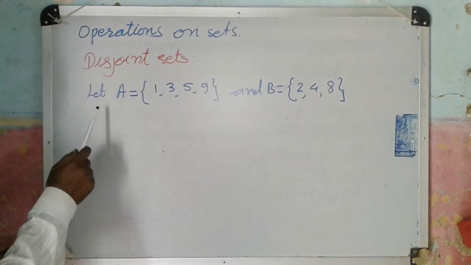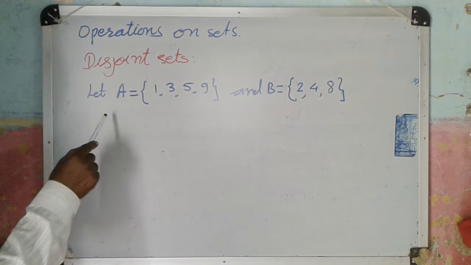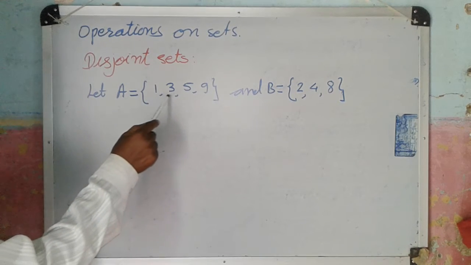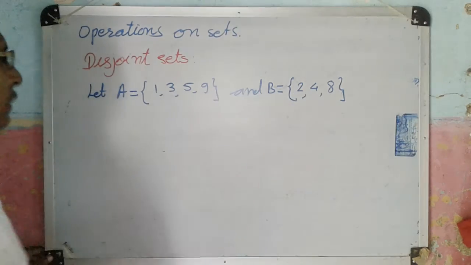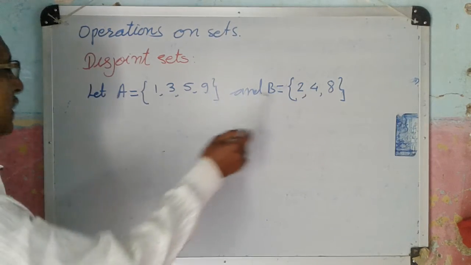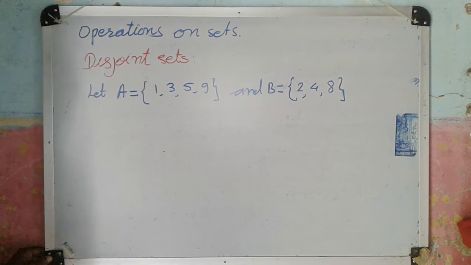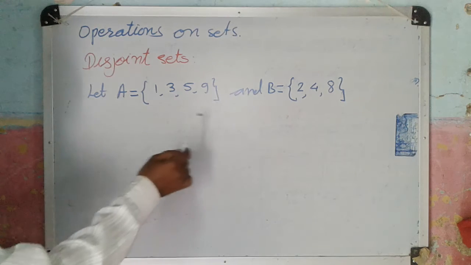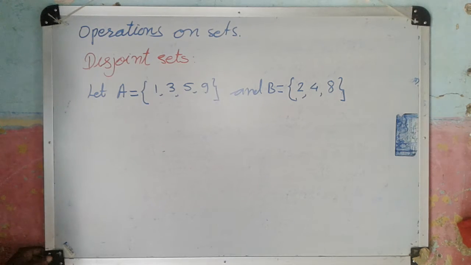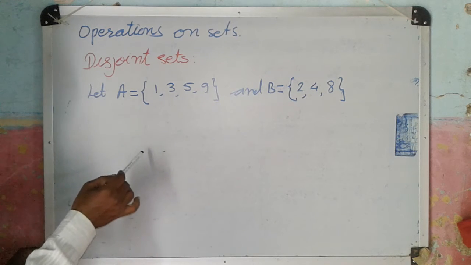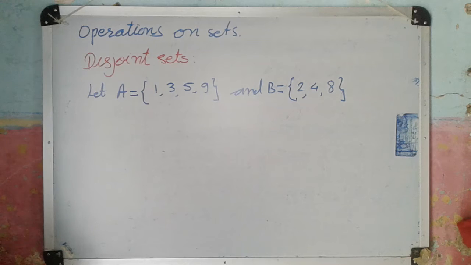Now we will learn disjoint sets. See here, two sets are given. Set A, the elements are 1, 3, 5, 9. And the elements of set B are 2, 4, 8. If we observe these two sets, not a single element is common in both the sets. That means both sets are completely separate. Not a single element is common here, and such sets are called disjoint sets.